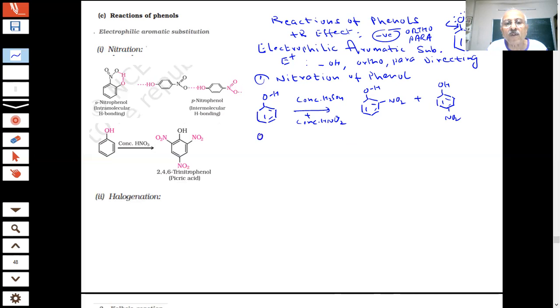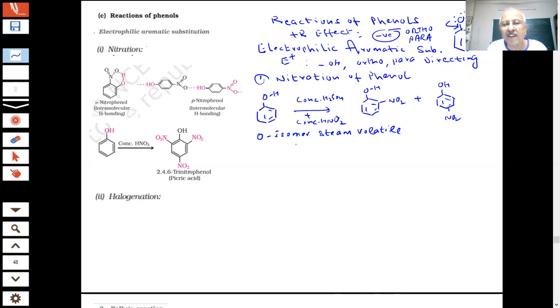What I am saying, the ortho isomer is steam volatile. You know that we can separate the two by a process which is called steam distillation. There is a distillation process. This is more volatile than paranitrophenol. Or in other words, we are saying orthonitrophenol has a lower boiling point than paranitrophenol.